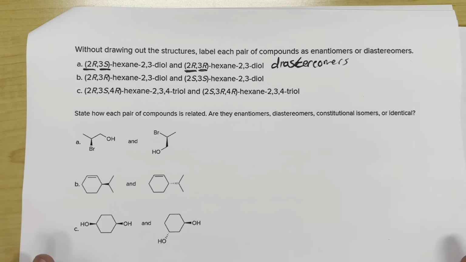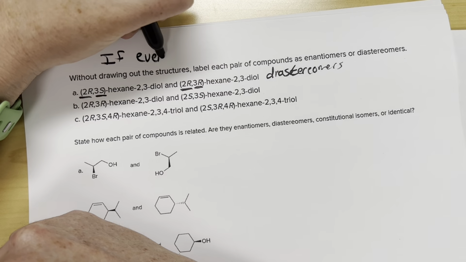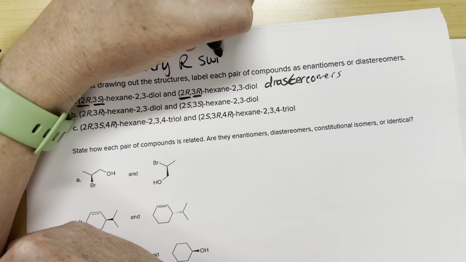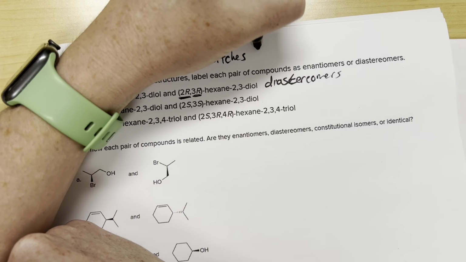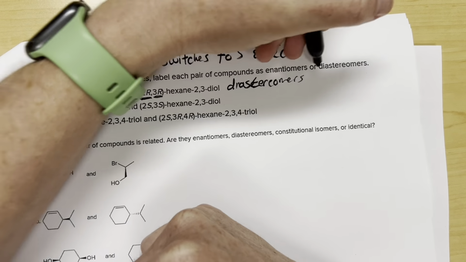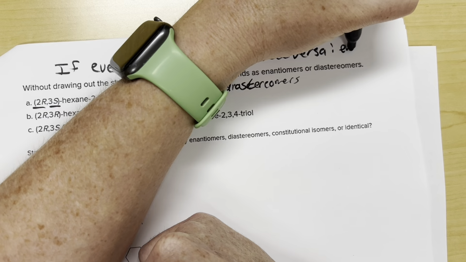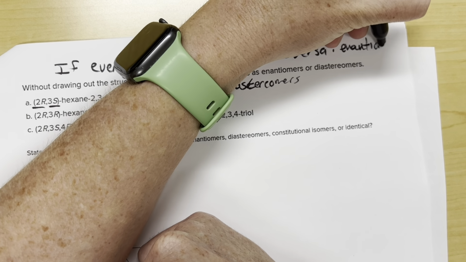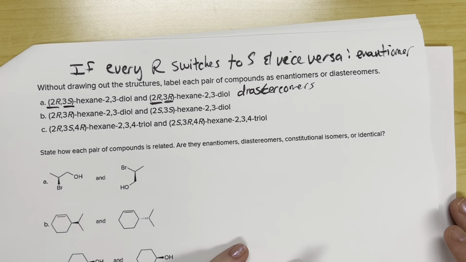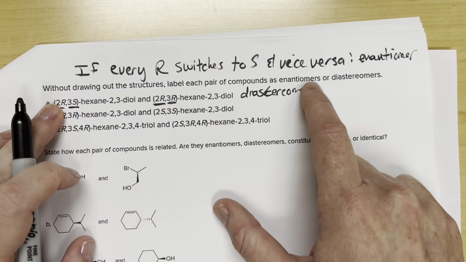To do a better job, if every R switches to S and vice versa, that's when you'll get an enantiomer. If just one switches, that's when you have a diastereomer. So that's what happened here. This 3 switched, but 2 didn't, and so we had a diastereomer.